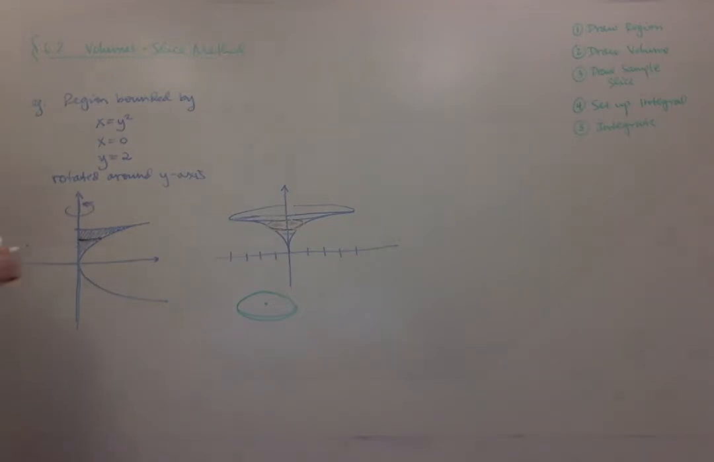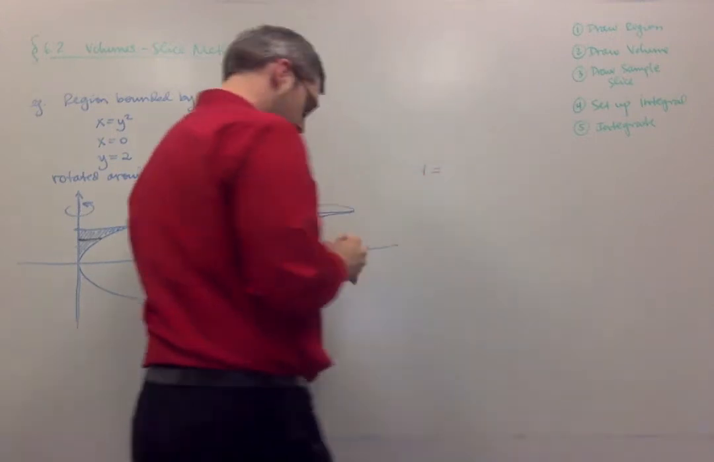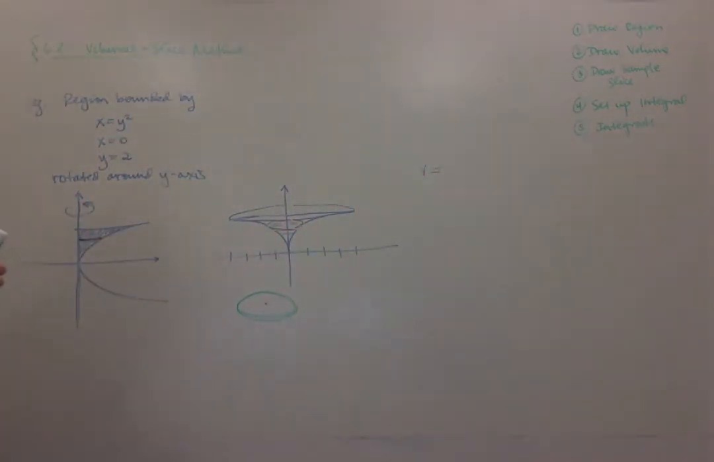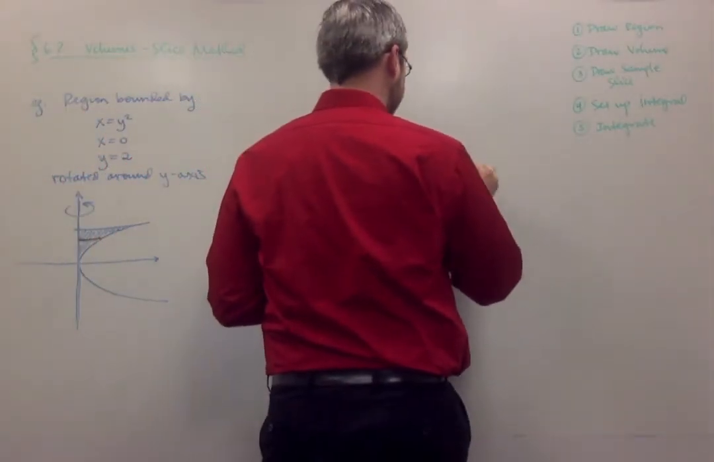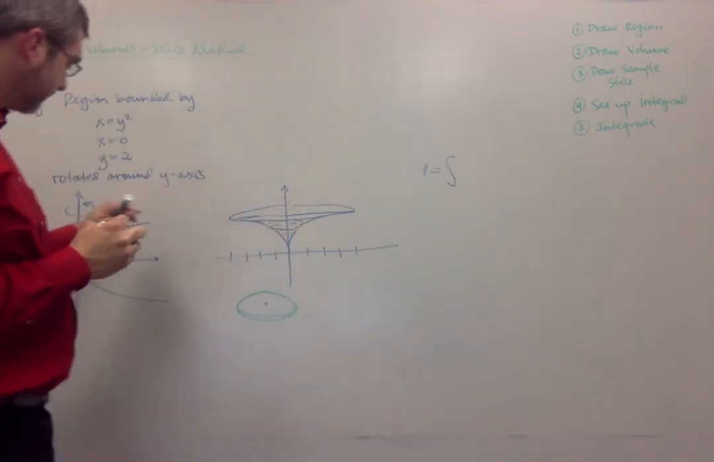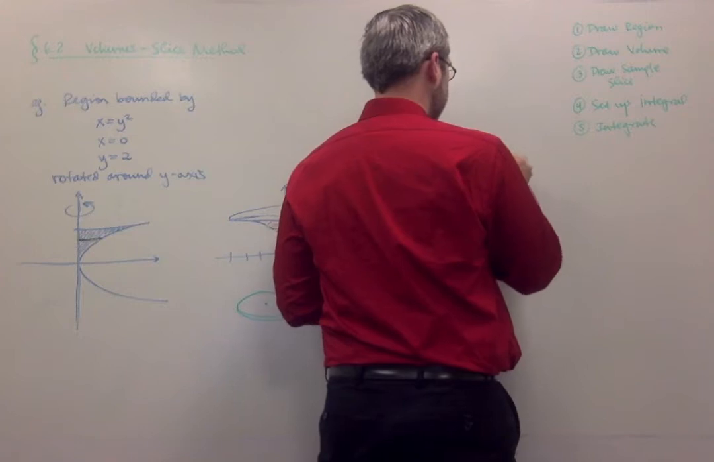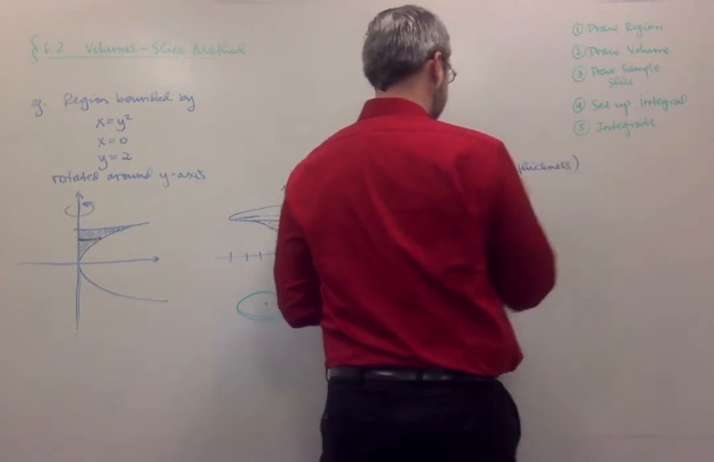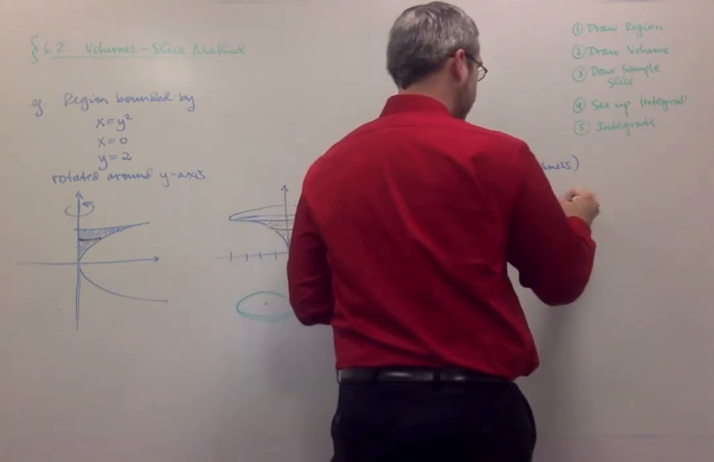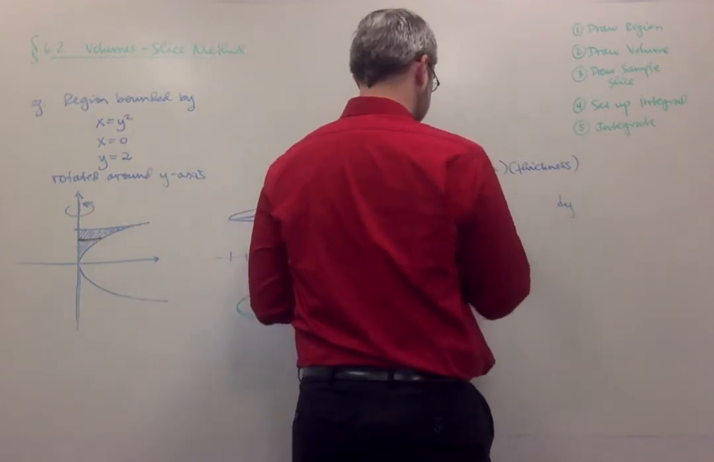All right, so to get the volume now, this is bad. To get the volume, I need to add up these slices, which means I need to add up area times thickness. And in this case, my thickness is dy. So y is going to go from 0 to 2, like we had mentioned before.